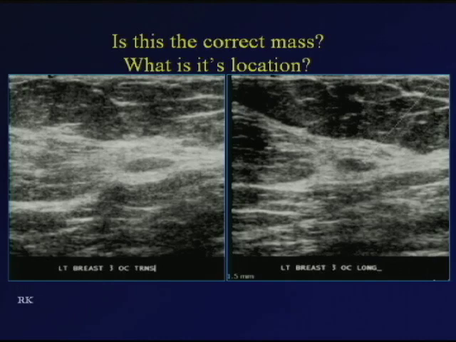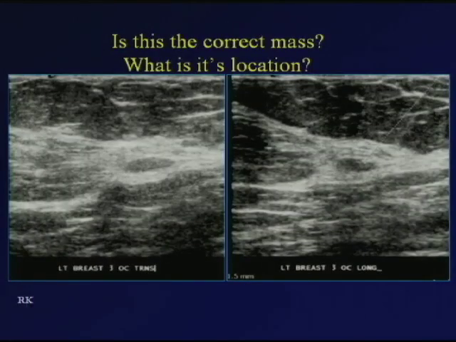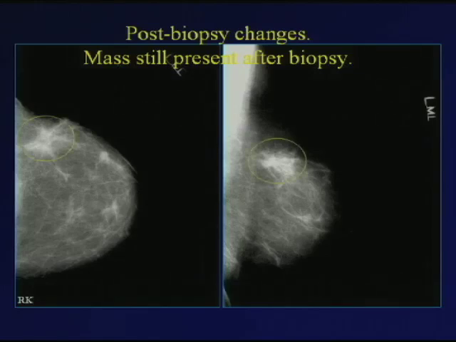We see that it is a fairly benign appearing mass, well circumscribed, oval, parallel to the chest wall, and it's surrounded by a fair amount of fibroglandular tissue. On our mammogram, there wasn't much fibroglandular tissue around the mass, but that wasn't noted. And the patient went to biopsy, and what we're seeing is that the site of biopsy was distant from the mass, and the mass is still there.